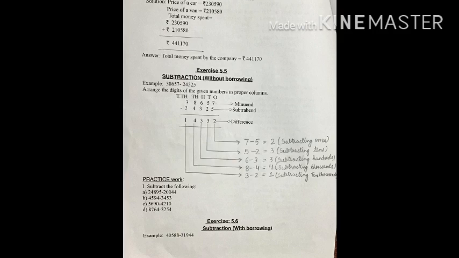First you have to put up the information as I have put up like this, and then you have to add. All these numbers you have to put in columns, one below the other nicely, and then add. And then you have to give the answer like this. So the answer will be 4,41,170. This is the answer.